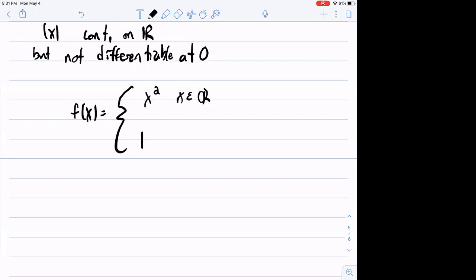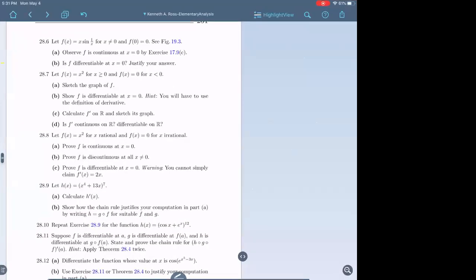And it's 0 for x not in Q. Okay, I will let you check continuity, if that's clear. So basically, we need to check that it is discontinuous at all x not equal to 0, and continuous at x equals 0.